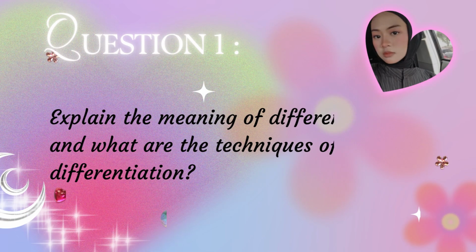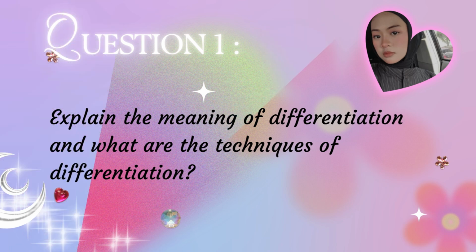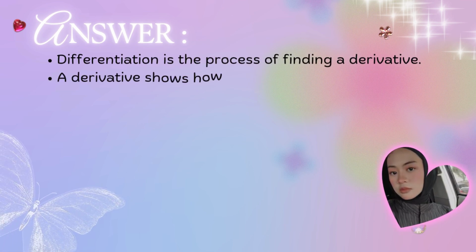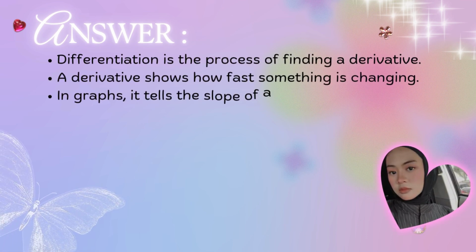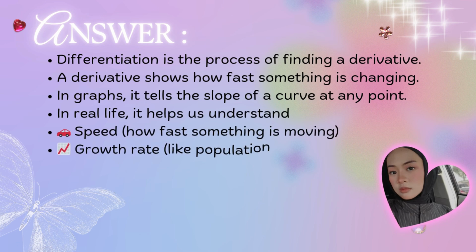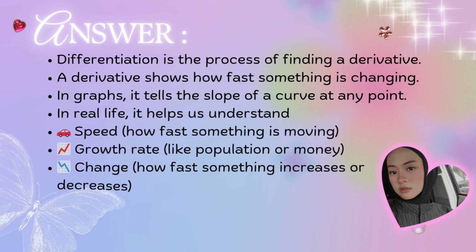So first question, we are going to explain the meaning of differentiation and what are the techniques of differentiation. Differentiation is the process of finding a derivative, which tells us how fast something is changing. In a graph, it shows the slope of a curve at any point, but in real life, it helps us understand speed, growth rate, and how things increase or decrease.